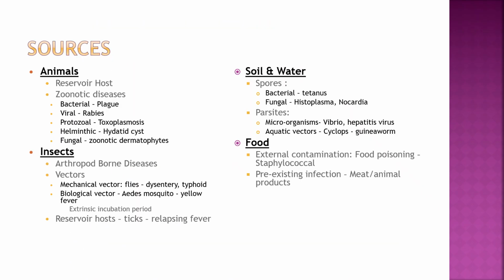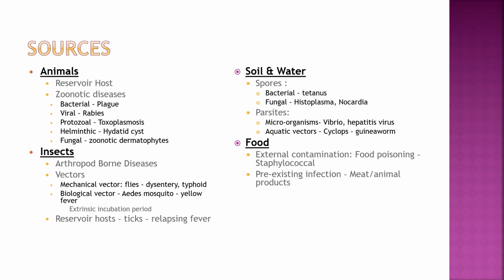Sources can be animals, so they are called zoonotic diseases if the infection is from animals. So bacterial infection like plague, viral infection like rabies because of dog, protozoal infection like toxoplasmosis because of cat, helminthic infection like hydatid cyst because of dog. So these are animal acquired infections.